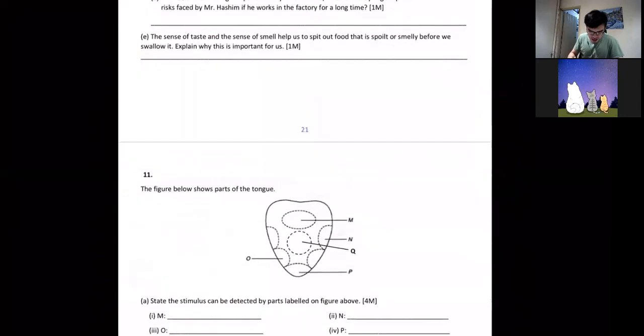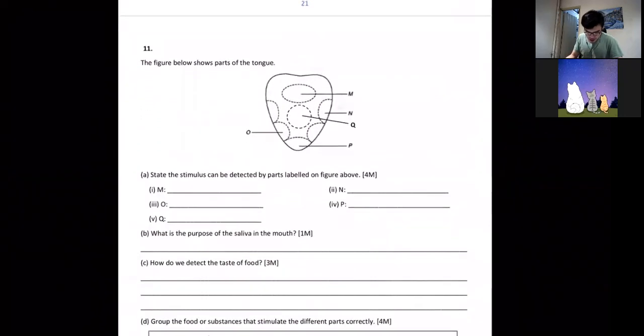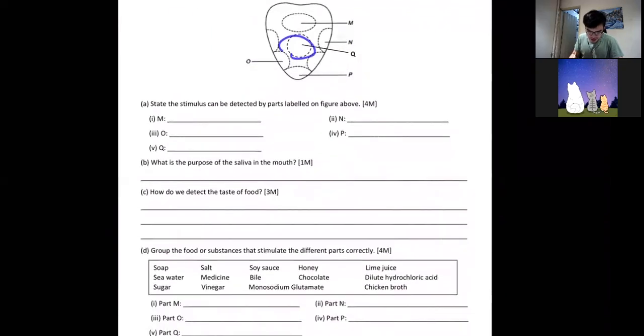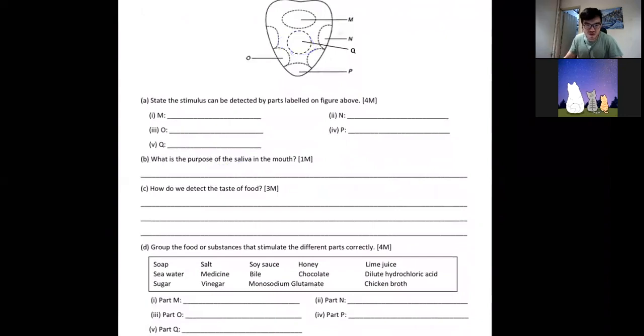So this is your tongue. I don't need to label this for you, do I? Sweet, salty, sour, bitter, and the middle one is umami. What's the purpose of saliva? To dissolve food. How do we detect taste of food? Food dissolves in saliva. Saliva stimulates taste bud. Taste bud changes taste into nerve impulse, sends it to the brain.